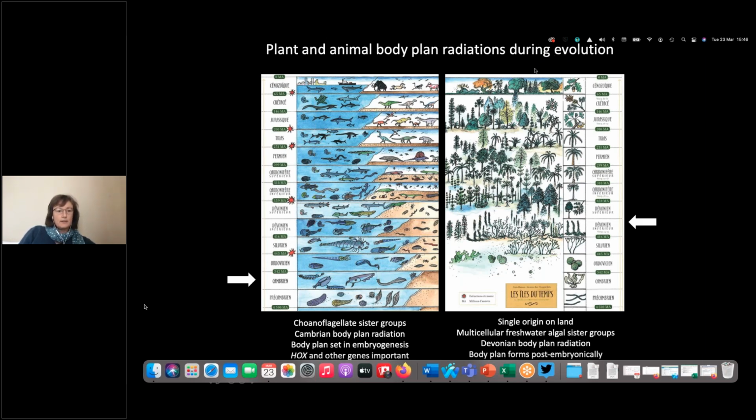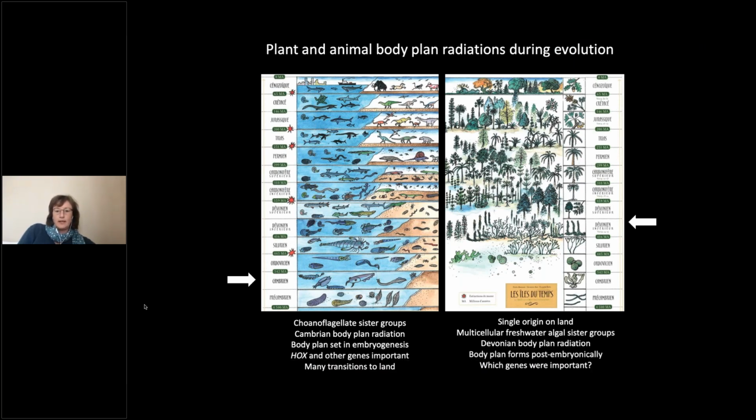And it starts in the Precambrian era over 500 million years ago and moves up in time through to the modern day. So multicellular animals originated from choanoflagellates, which are single cells, and they underwent a Cambrian radiation in body plan in the sea, which is marked by the arrow on the left-hand side.